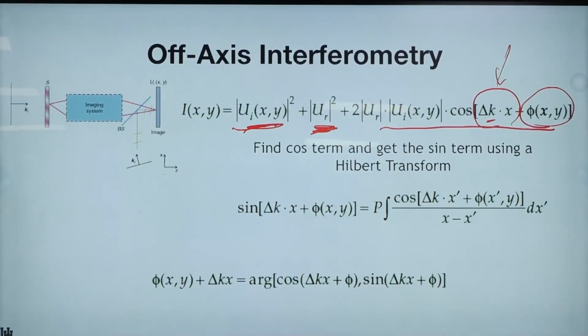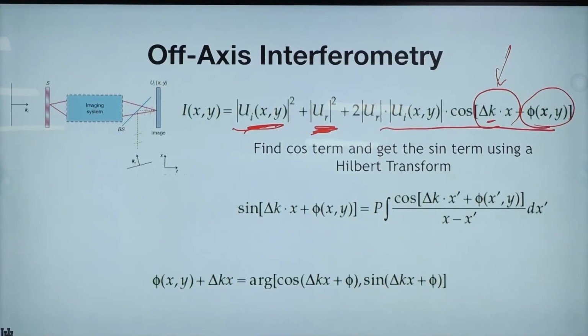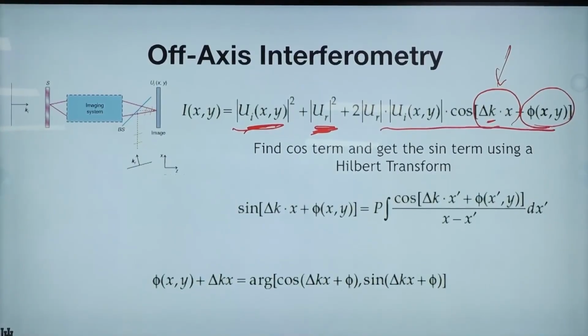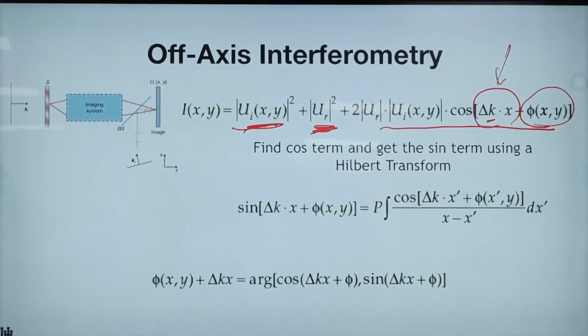But in this case, you have light coming in at an angle, and the nice thing about this approach is that you don't need four measurements. With this one measurement and some extra calculations, you can figure out the phase.